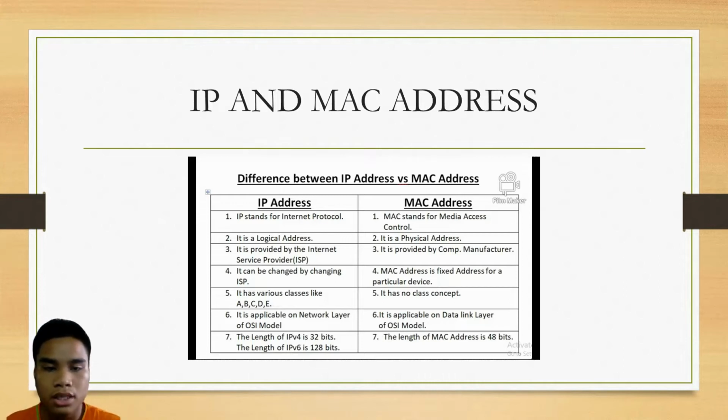An IP address is applicable on the network layer of the OSI model, and a MAC address is applicable on the data link layer of the OSI model. For IP address, the length of IPv4 is 32 bits, and the length of IPv6 is 128 bits. For MAC address, the length is only 48 bits.